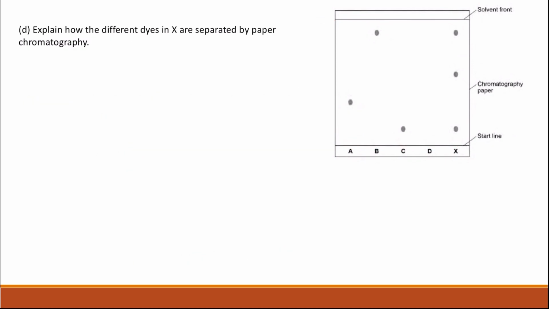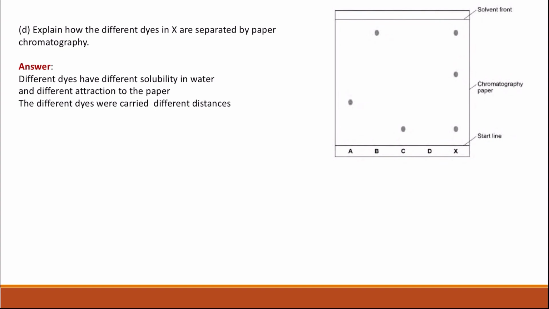Question D asks you to explain how the different dyes in X are separated by paper chromatography. When you answer this question, there are three things you need to mention to get full marks. This is a three-marker question with three points. The first is that different dyes have different solubility in water. The second is that they also have different attraction to the paper. Finally, you need to mention the separation: the different dyes were carried different distances on the paper.